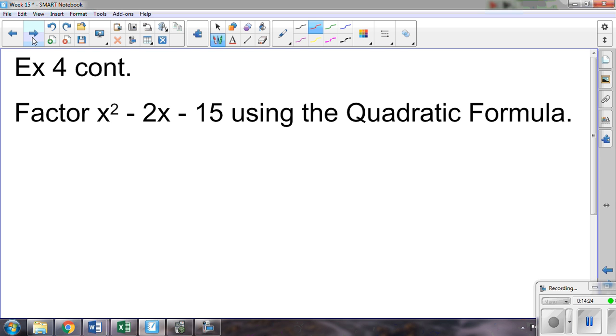Same problem again, so we already know how it's going to factor. But let's pretend for a second that we don't recognize it, or maybe we forgot that factoring technique, or we just don't know how to factor. How could you use the quadratic formula to factor?